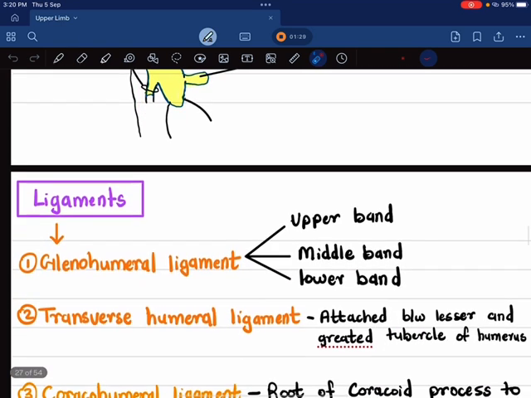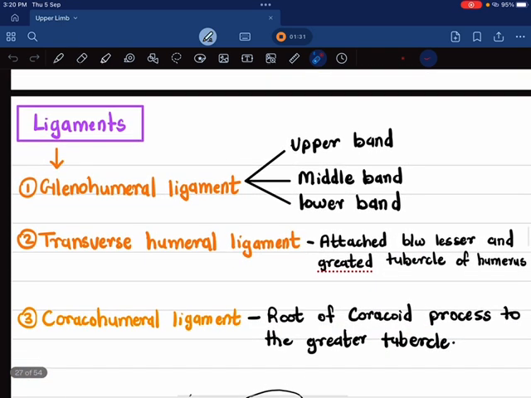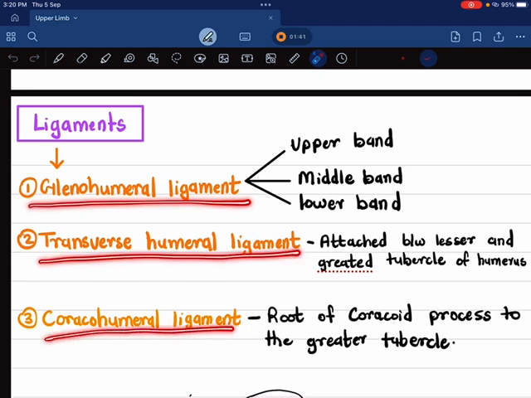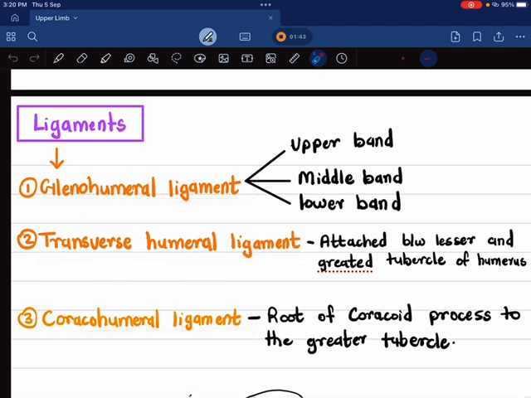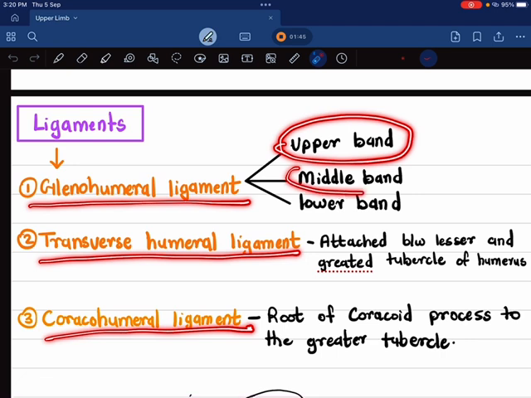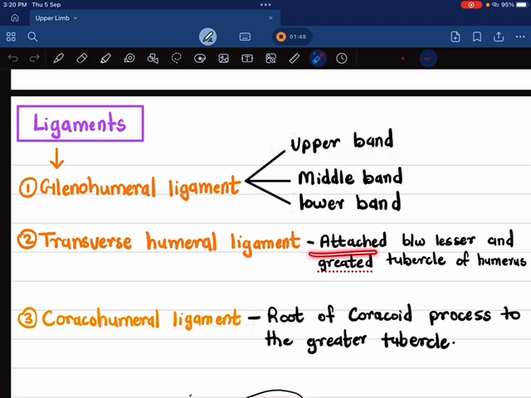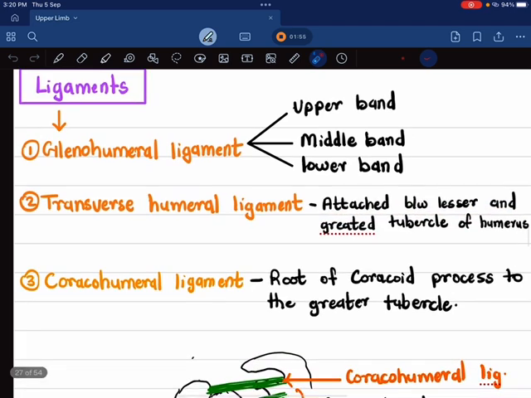Now the ligaments. Ligaments are very important in any joint as they are the primary support to the joint. The ligaments are 3 in number: glenohumeral ligament, transverse humeral ligament and coracohumeral ligament. The glenohumeral ligament has 3 bands: upper band, middle band and lower band. The transverse humeral ligament is attached between the lesser and greater tubercle of humerus, while the coracohumeral ligament is attached to the root of coracoid process to the greater tubercle.